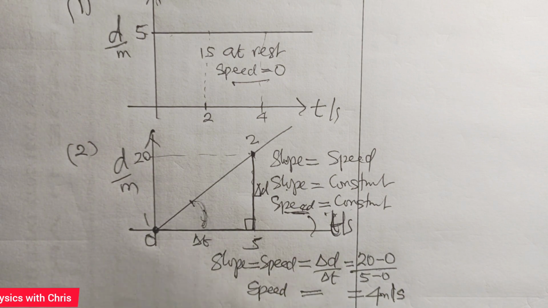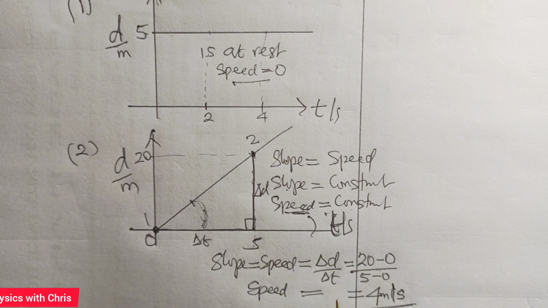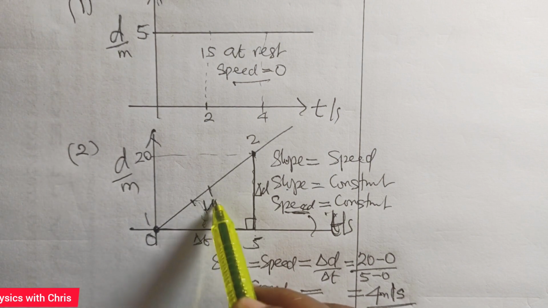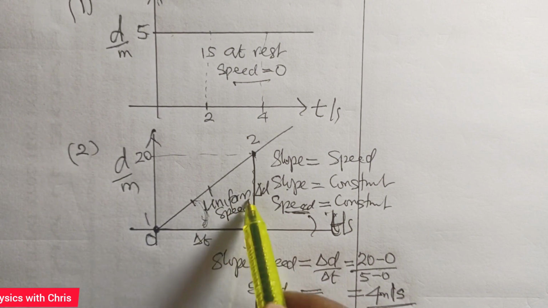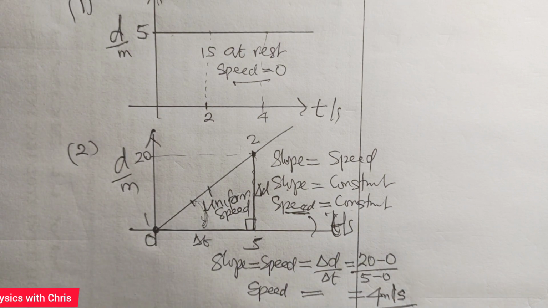Now, again, speed is the rate at which a body covers a distance. So since it's moving, walking, cycling, riding, driving at a speed of 4 meters per second, it means that after 5 seconds, it must have covered a total distance of 20 meters. So this is a graph of uniform speed or constant speed. A straight line distance time graph represents uniform speed or constant speed.